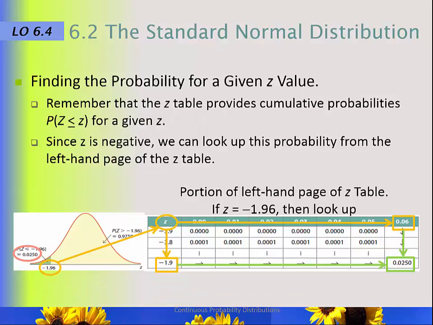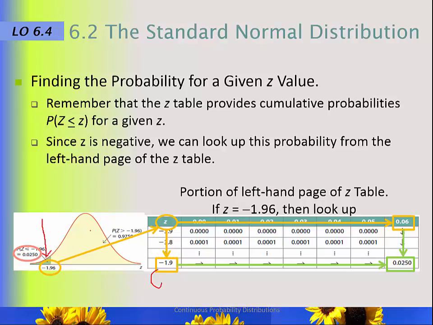Now we can do the same thing for negative probabilities. So remember, it's a cumulative probability. So if we were to return a value of, say, 1.96, but it's negative, we know now we're on the left-hand side of our normal distribution here. Over here. So we're way over here because we know it's negative.